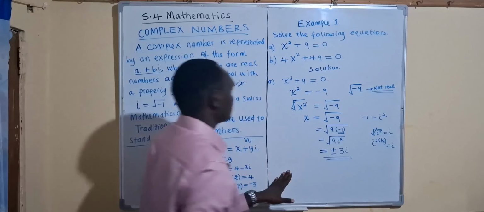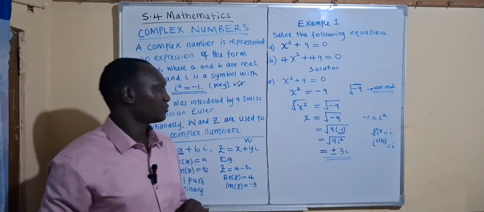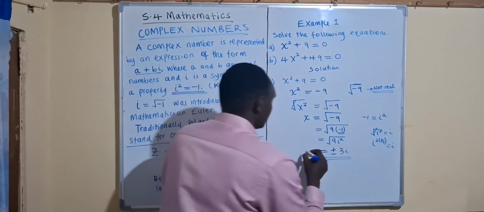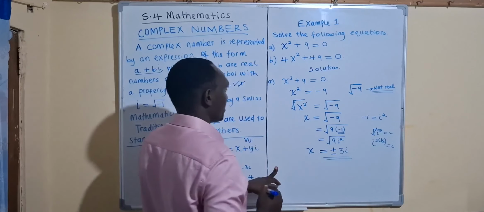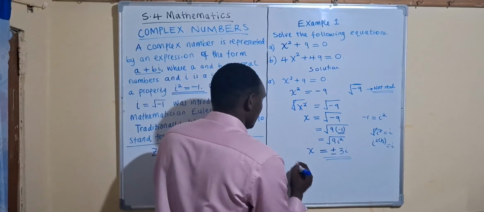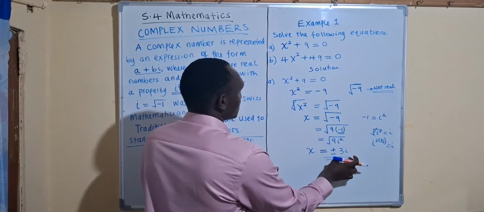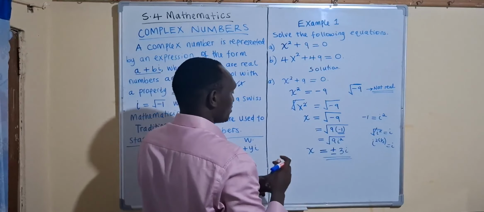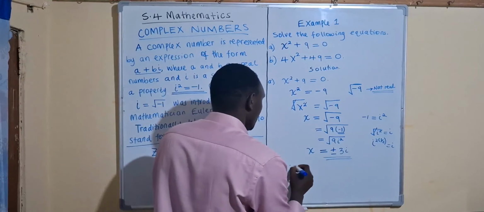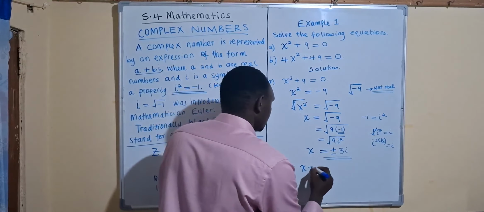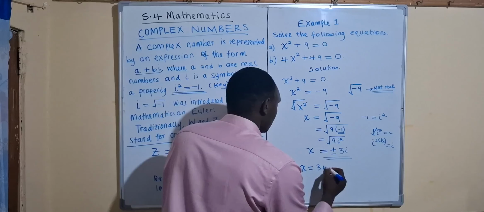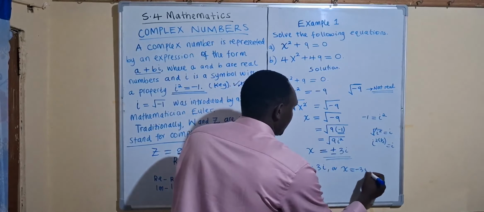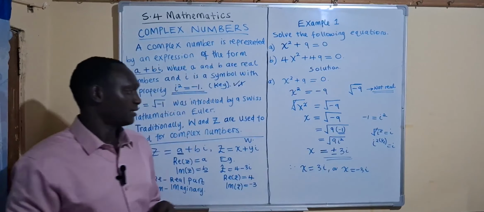So the solution to part A is that x is plus or minus 3i. These are the roots of that equation. If we substitute for them here, the equation is simply 0. Therefore, x has two roots: x equals 3i, or x equals negative 3i. That is for part A.